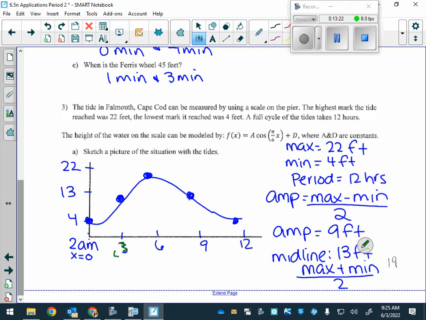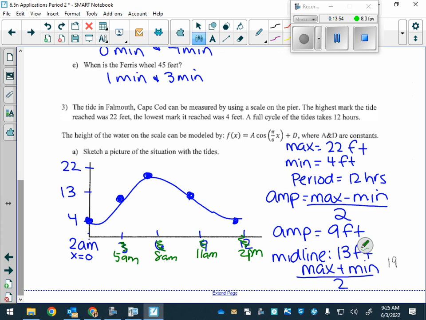5 a.m. 3 hours later, 8 a.m., then 11 a.m., 2 p.m. Okay, because a full cycle is 12 hours too. Okay, so I crossed out the time scale, 3, 6, 9, and 12, to replace it with our times. Okay, so let me read these questions to you.